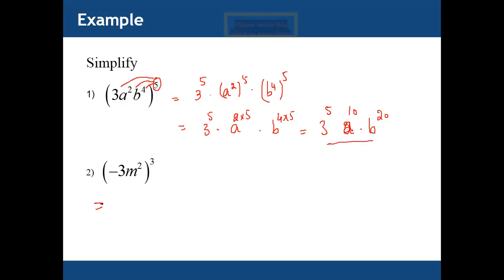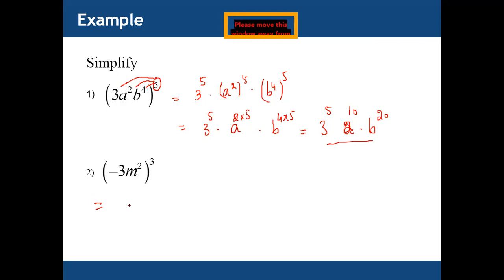Next one, same, we have (-3m^2)^3. This means the whole power 3 is for both, for minus 3 and m squared.